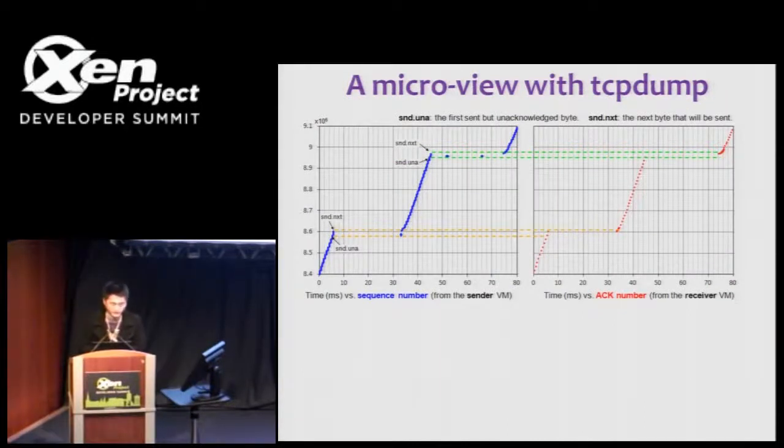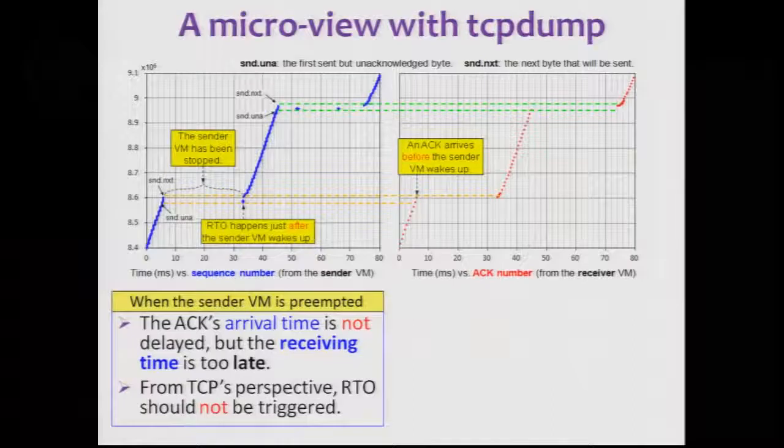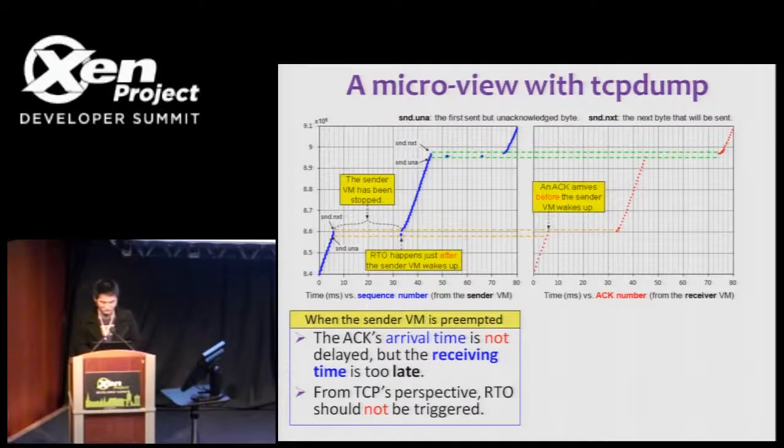And in this slide, I intend to give you a macro view of the problem with TCP dump trace data. So when the sender VM is preempted, we can see that the receiver VM has returned the ACK before the sender VM wakes up, yet this RTO still happens. So from TCP's perspective, this kind of RTO should not happen because the arrival time of the ACK is not delayed, but its receiving time is too late. So the receiving time is something for the hypervisor, not for TCP.